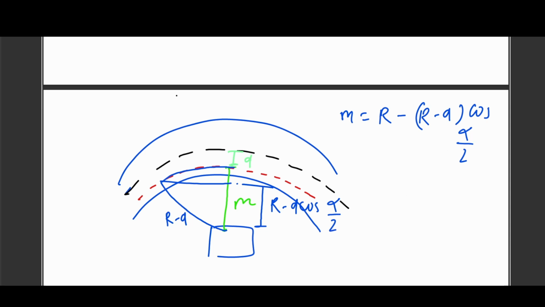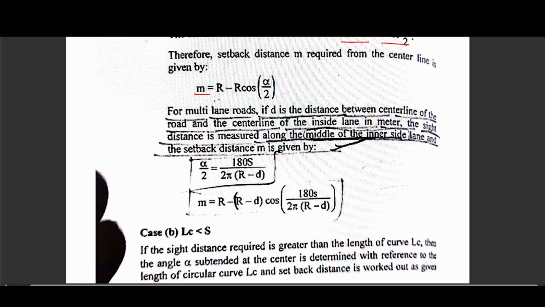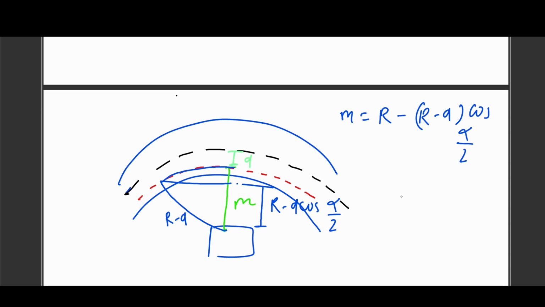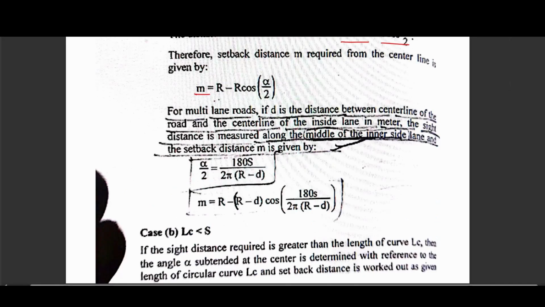Okay, like this. And another. So what will be the value of alpha? Alpha will be s divided by r minus d. Alpha equals the subtended angle divided by length. So alpha will be s divided by r minus d.